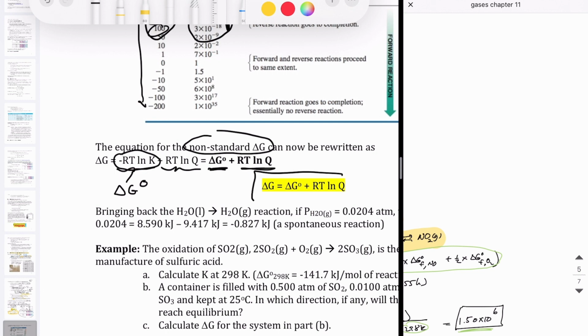And so this part that's highlighted in yellow is the equation that would allow us to calculate our delta G at non-standard condition. So basically you have to calculate your delta G at standard condition, and then afterwards you have to add this second factor, which corresponds to how far that number is from the equilibrium position.